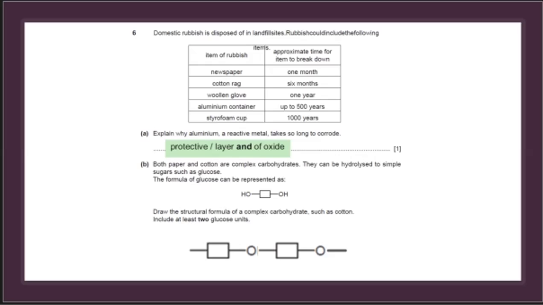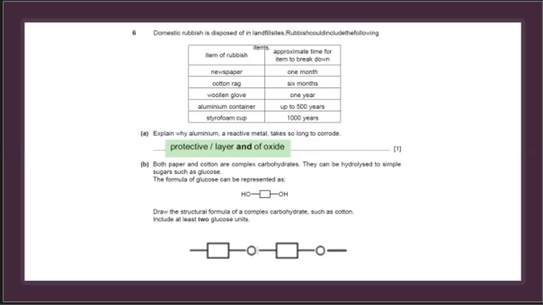And it's simple. Aluminum reacts with oxygen in the air to form an oxide layer that is a protective layer for the aluminum. And it's because of that, aluminum takes a very long time to break down.